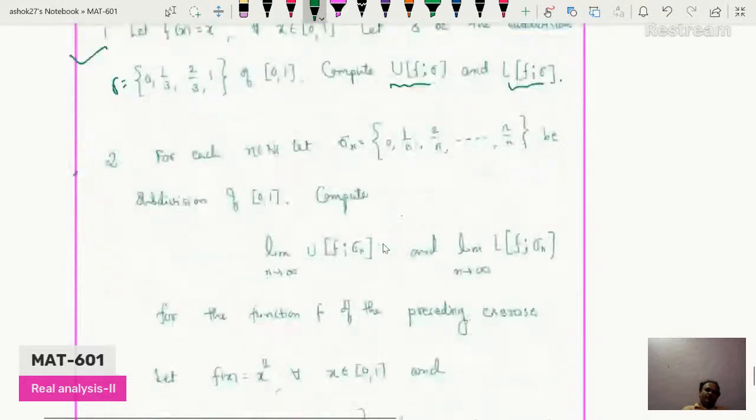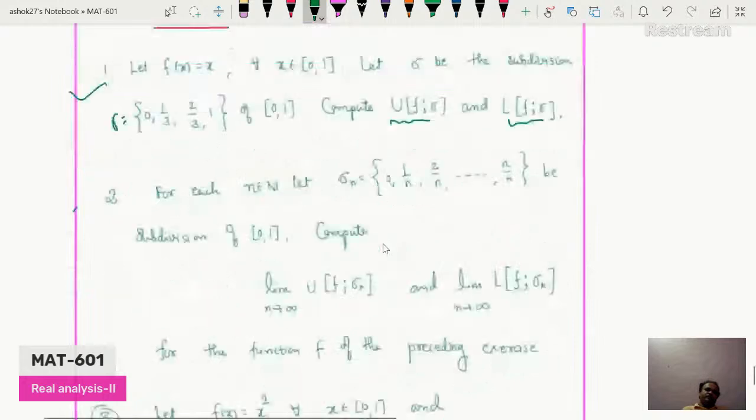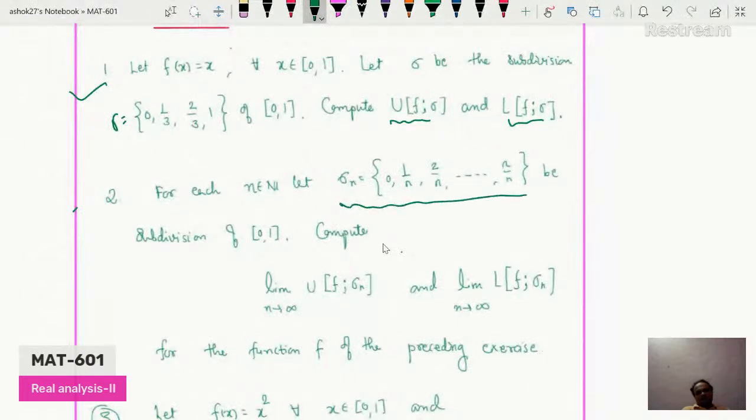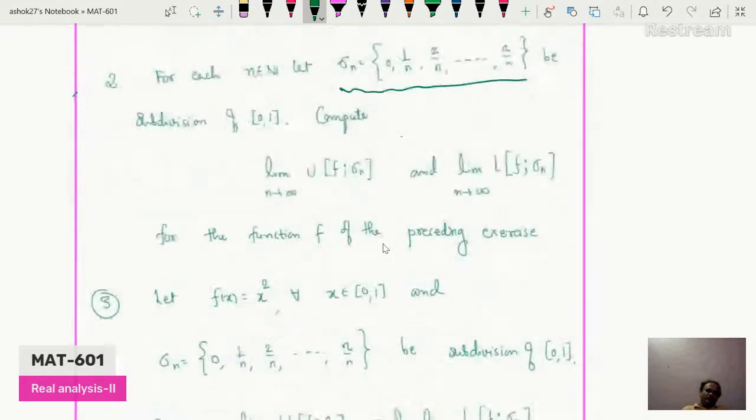Second problem: for each n in N, take the same function f(x) = x on the same interval [0,1], but change the subdivision; here the subdivision is sigma_n, defined as 0, 1/n, 2/n, up to n/n. It is a subdivision of the closed interval [0,1]. Again you have to compute the upper sum and lower sum of f with respect to sigma_n, and then the limit of the upper sum and lower sum as n tends to infinity.